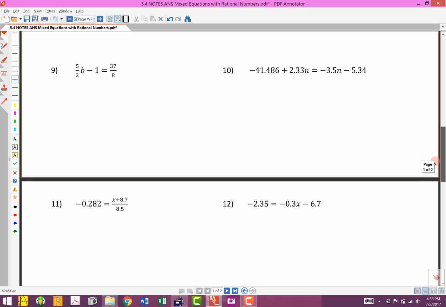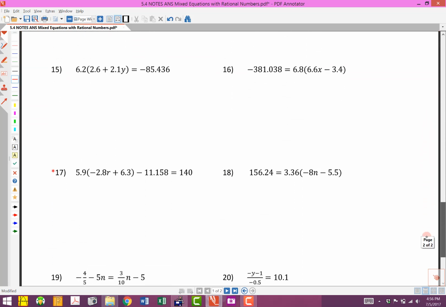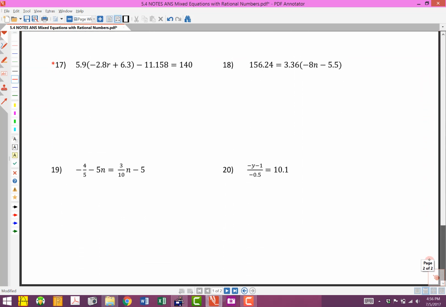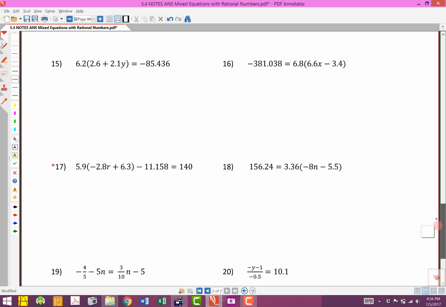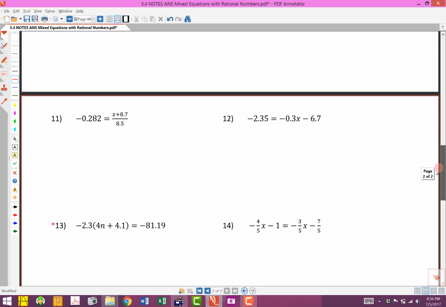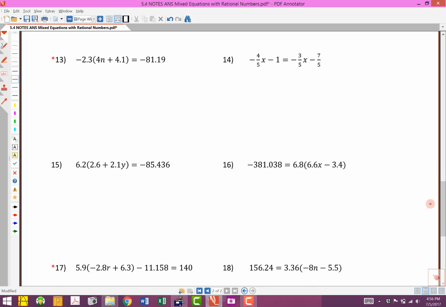Okay, there's only 18 problems on the assignment. So I don't want to do a ton of them. Sorry, there's 20. So I did a couple on the front side, and then we'll do a couple on the back side. So let's take a look at number 13.